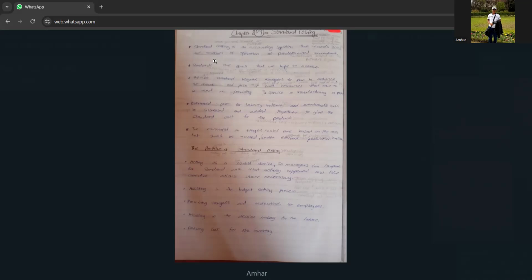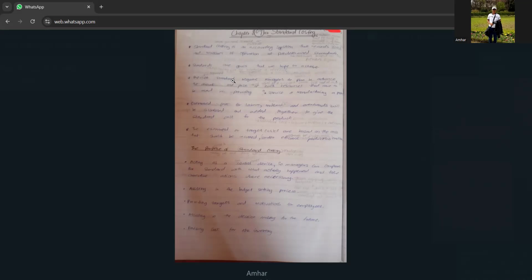Okay, look at the second point. Standards are goals that we hope to achieve, that the business hopes to achieve. Estimates are goals that the business hopes to achieve. Okay, look at the third point. Preset standard. Preset means predetermined. Predetermined means estimates based on the previous figures. So if you want, you can write that in pencil.